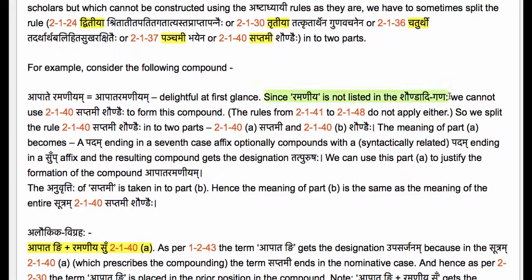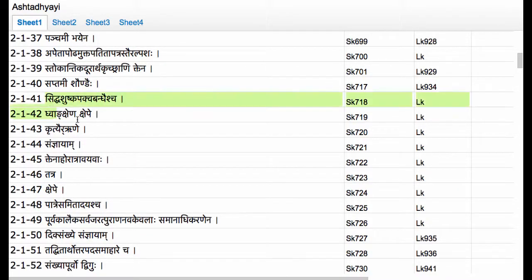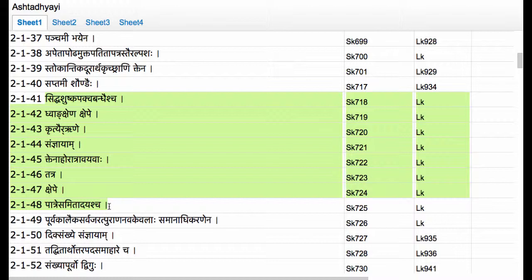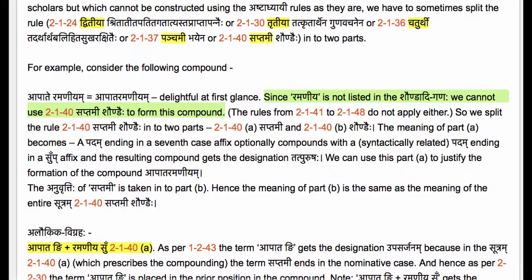Now, since Ramaniya is not listed in the Shaundadi Ganaha, we cannot use the Sutram 2140 Saptami Shaundaihi to form this compound, because that Sutram only justifies the formation of a compound using a padam ending in a 7-case affix with another padam composed by adding a suffix to Shaund, etc. And Ramaniya is not in the Shaund, etc. list. And the rules from 2141 to 2148, which also prescribe Saptami Tatpurusha compounds, don't apply here either. So none of those can help us either.